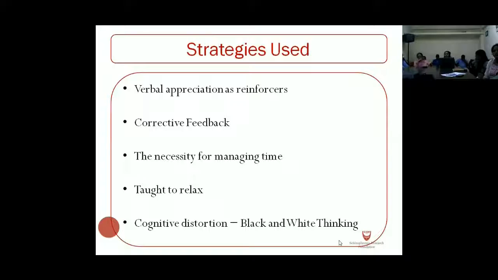The other main thing addressed during the intervention was the distortion which he makes, the need for perfection. He feels that he has to be perfect in everything. So it was explained to him that he has a cognitive distortion of black and white thinking, and we guided him to minimize this error and think alternatively and to develop grey thinking.